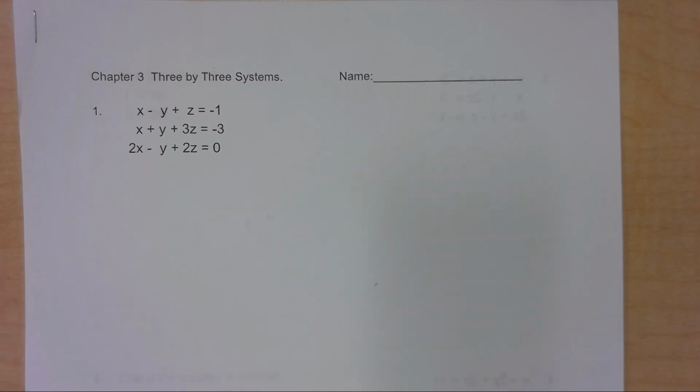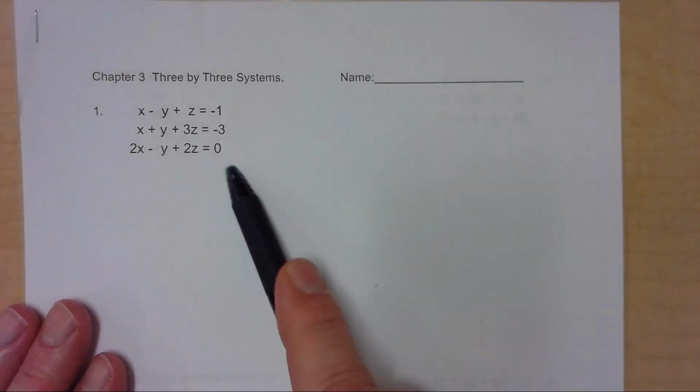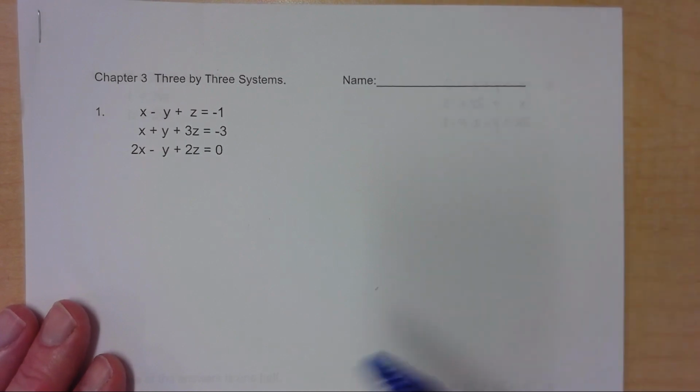This video covers how to solve a 3x3 system of equations. Notice there are three variables, and when you have three variables you need three equations to solve it. I'm going to do this by elimination, which means I'm going to get rid of x, y, or z. You just have to pick out which one is the best to get rid of.